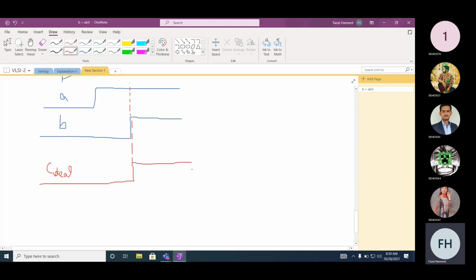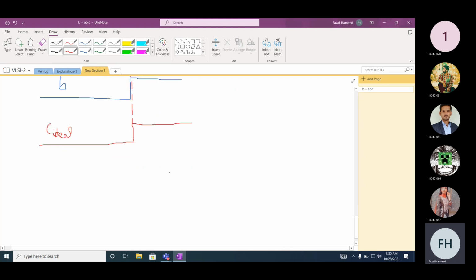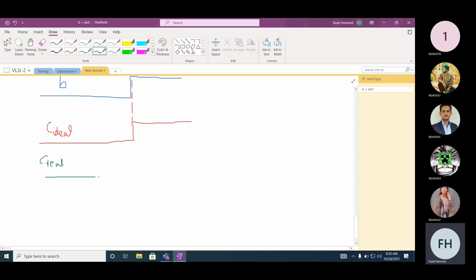But the problem is that this AND gate has some delay. So in this case, the output will look like this. The signal will not change drastically from a logical 0 to a logical 1 at the same instant. There will be some slope, like this. And there will also be some delay. So actually the output will change here after some delay, with a slope. So this is actually called the delay of the gate.